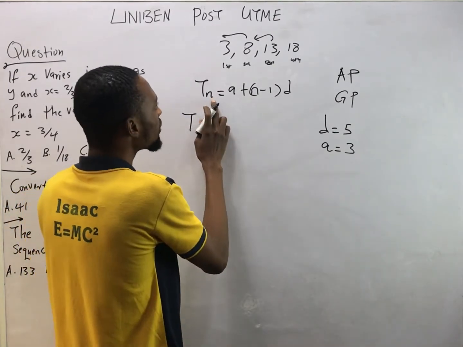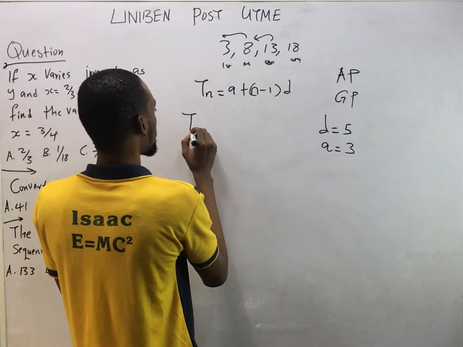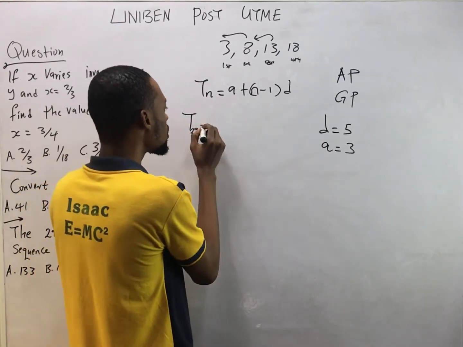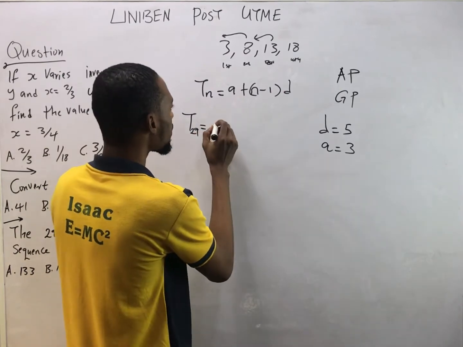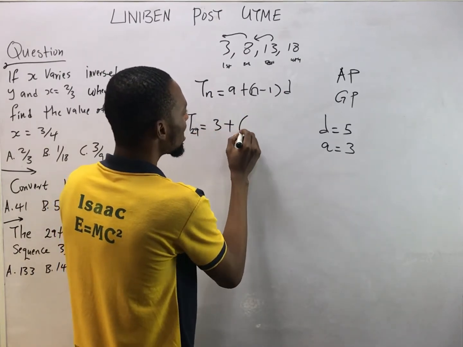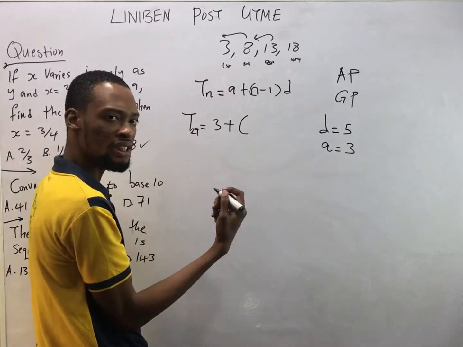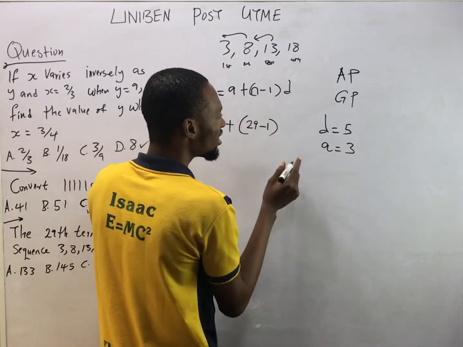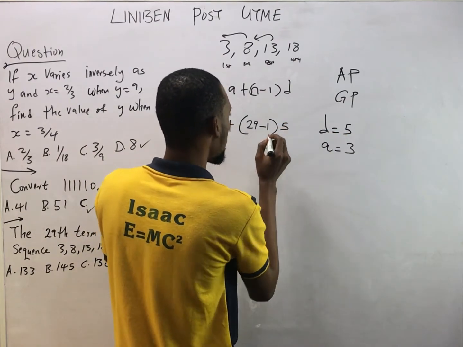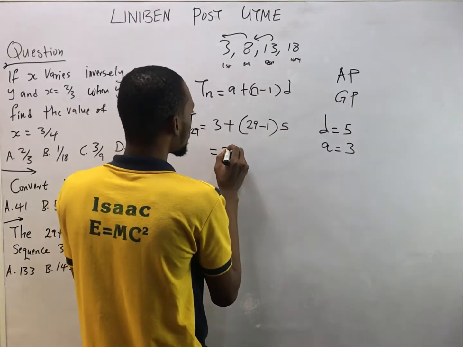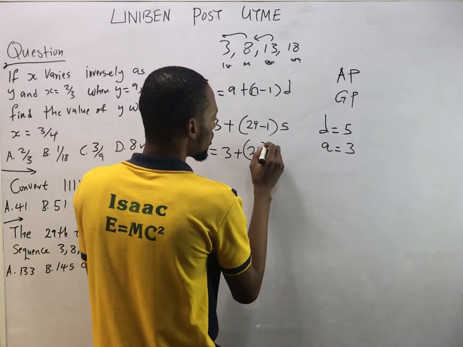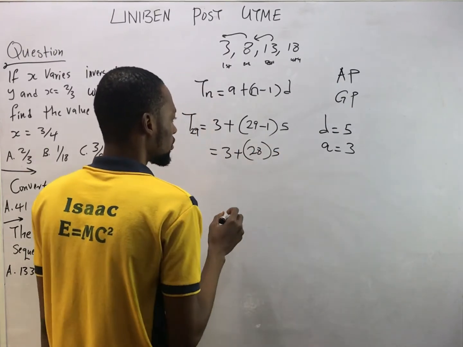So the nth term, we are looking for the 29th term. So T29, which is the 29th term, is equals a, 3, plus n. N is the number we are looking for, the term, which is 29. 29th term minus 1 times the common difference, 5. So this is equals 3 plus 28 times 5.